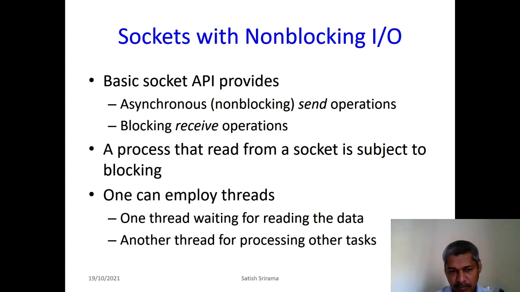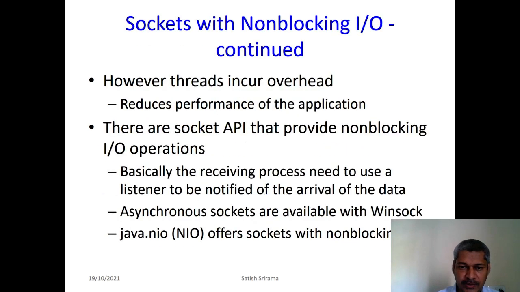The best approach to avoid this is to employ threads. You create one thread which waits for reading the data, so that thread is blocked for the receiving operation, and another thread for processing other tasks. We have already discussed this when we were discussing event synchronization: conceptually, how do we avoid this sort of blocking? Of course, blocking sends can also be avoided this way. So that's about the basic socket API.